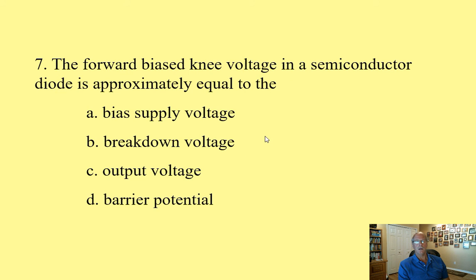Forward bias knee voltage on a semiconductor diode is approximately equal to barrier potential. Not the breakdown voltage. Breakdown voltage, that's the other way, that's the reverse bias. Forward bias knee voltage is the barrier potential: 0.6 volts in silicon, about 0.3 volts in germanium, a different type of semiconductor. But as I said, it varies from diode to diode, and there's hundreds, thousands of different kinds of diodes.